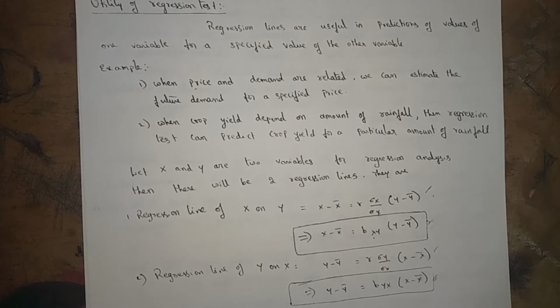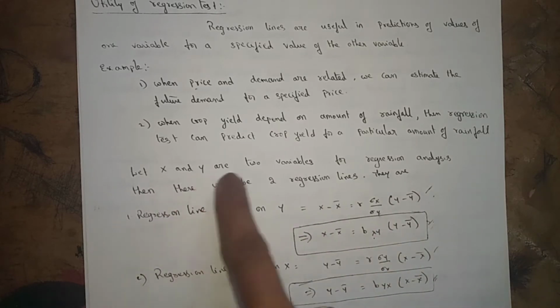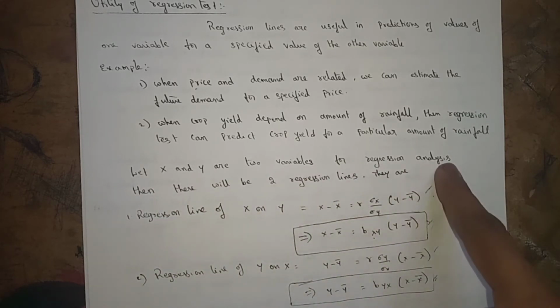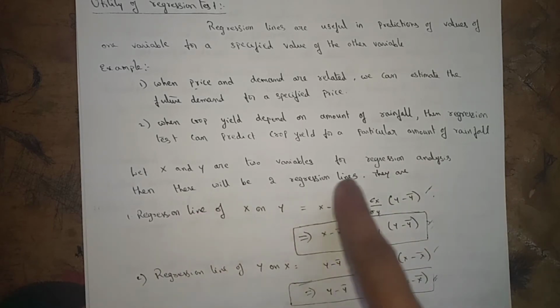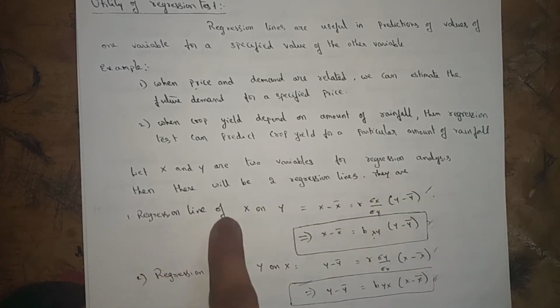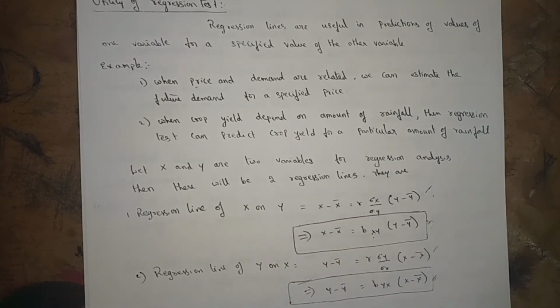Let x and y be two variables for the regression analysis. Then there will be two regression lines. One is the regression line x on y. Another one is the regression line y on x. Now, regression line x on y.